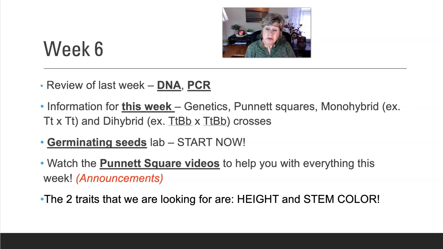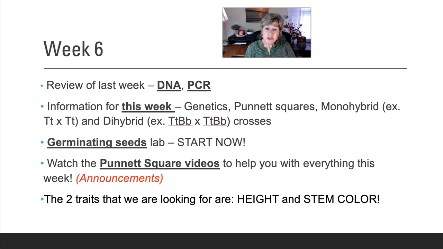So last week you learned about DNA. You isolated your own cheek cell DNA, which was really cool. It should have looked kind of globby, mucousy, snot-like. That's what DNA looks like when you isolate it from cells.